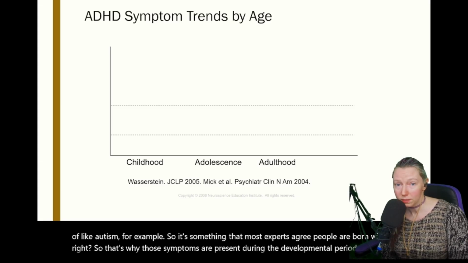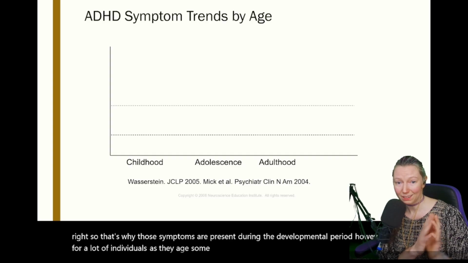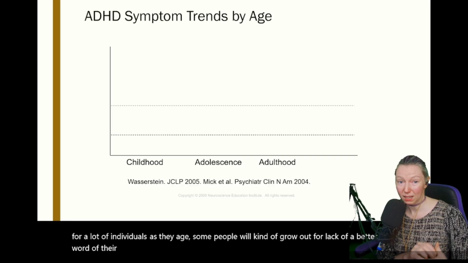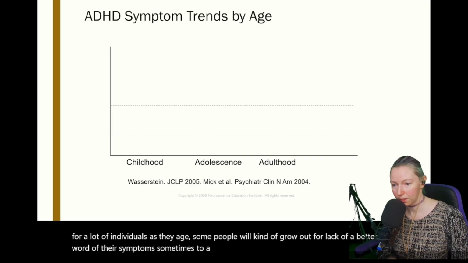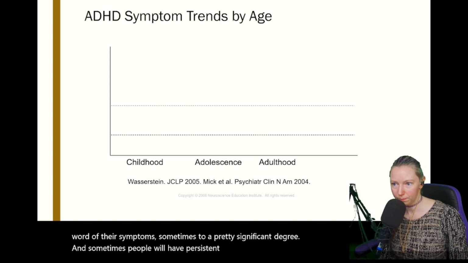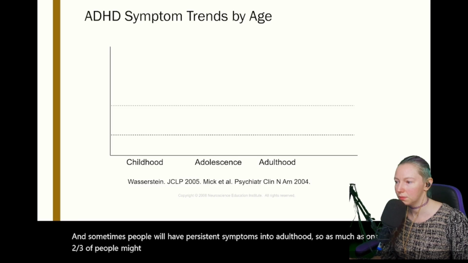However, for a lot of individuals, as they age, some people will kind of grow out, for lack of a better word, of their symptoms, sometimes to a pretty significant degree. And sometimes people will have persistent symptoms into adulthood. So as much as 1 to 2/3 of people might have persistent symptoms.